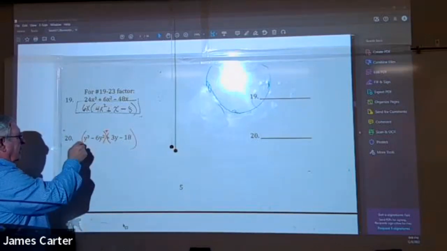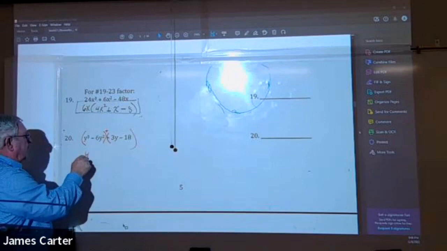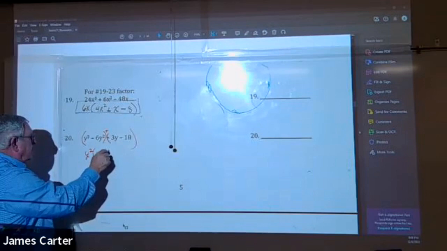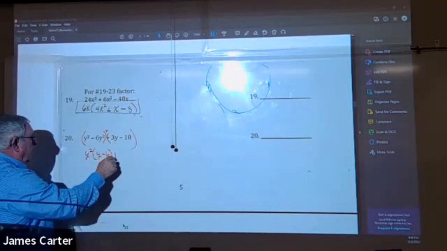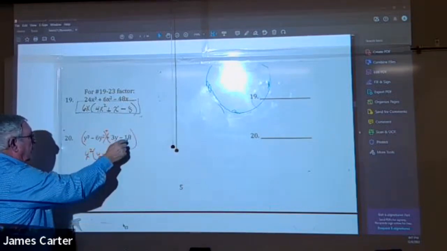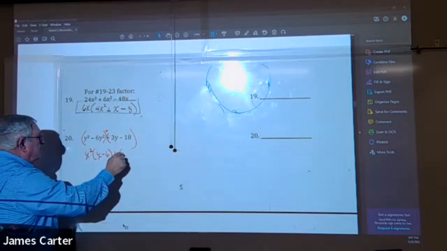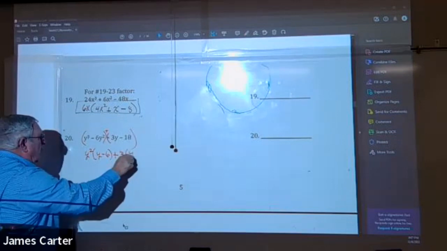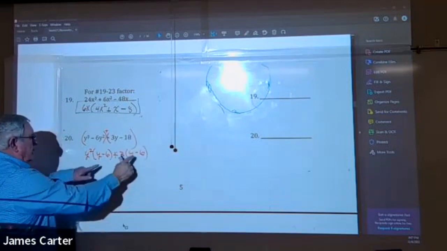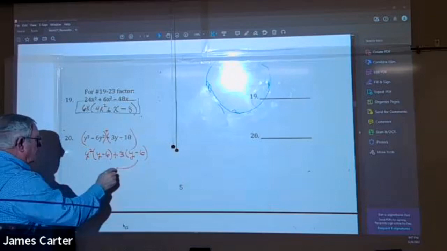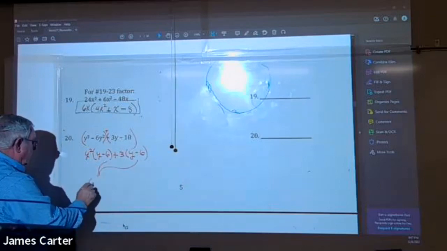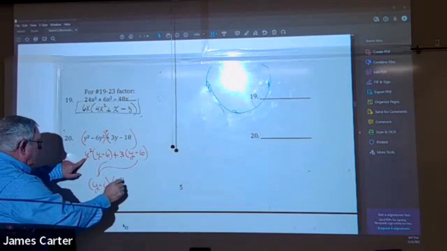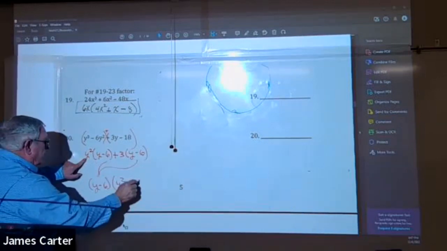Okay? If I do that, on this one, I can factor out a y squared, leaving y minus 6. Plus, I can factor a 3 out of this, and y minus 6. Ding, works. Pull that out, times y squared plus 3.